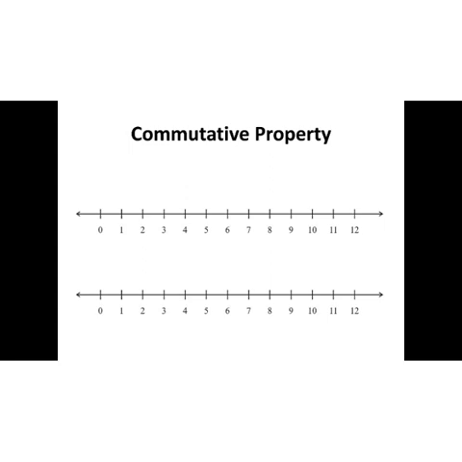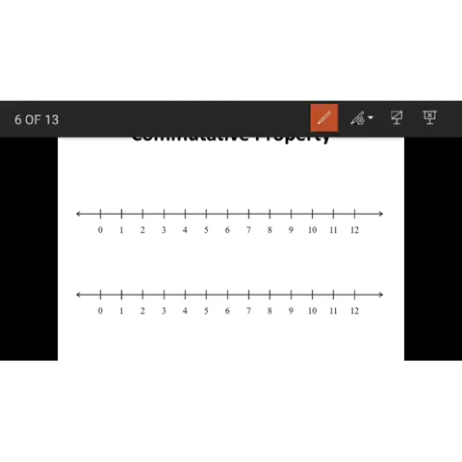Consider the numbers 5 and 2. We are going to add these on a number line. So, first we have to move from 0 to 5. Then 5 plus 2 means we have to move 2 more times. 1, 2. So that we have reached 7. So 5 plus 2, we got the answer as 7.